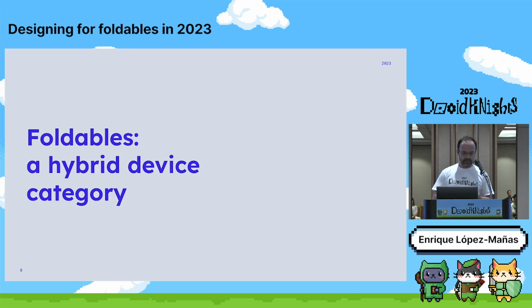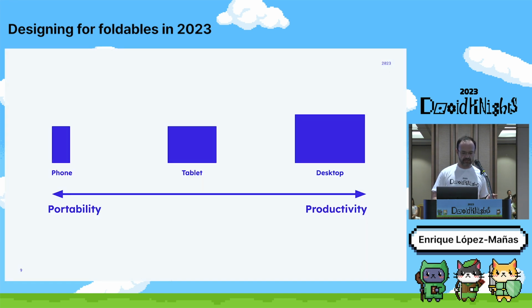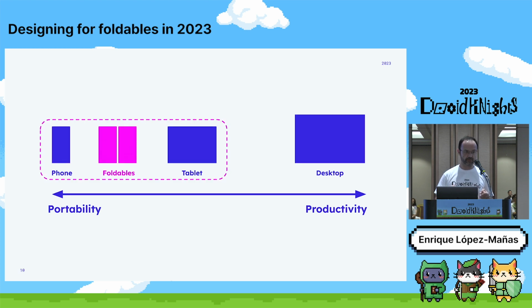Yeah. And foldables are intended to be a hybrid device category. We have the phones. The phones are very portable. We have the desktops. The desktop allows us to be more productive because we can have a larger screen and better hardware. And the tablets try to be somewhere in between. It's the couch device that you can say. They have more productivity than the phone. You can do more things, but of course they are less portable. You cannot bring them in your pocket.